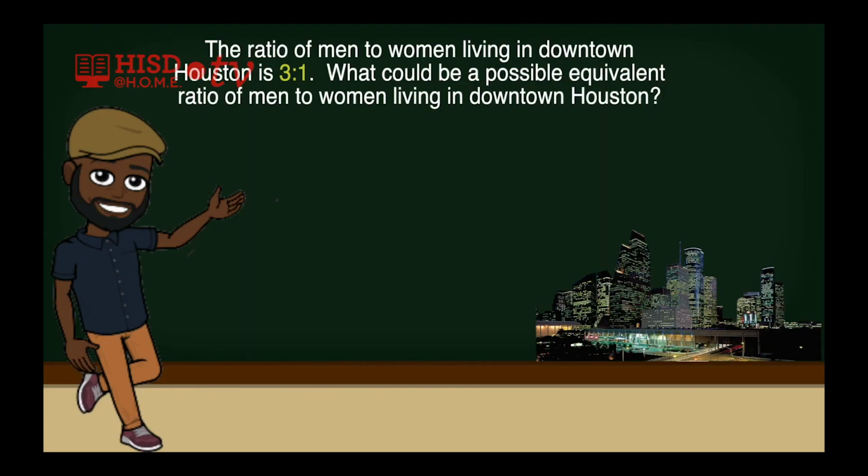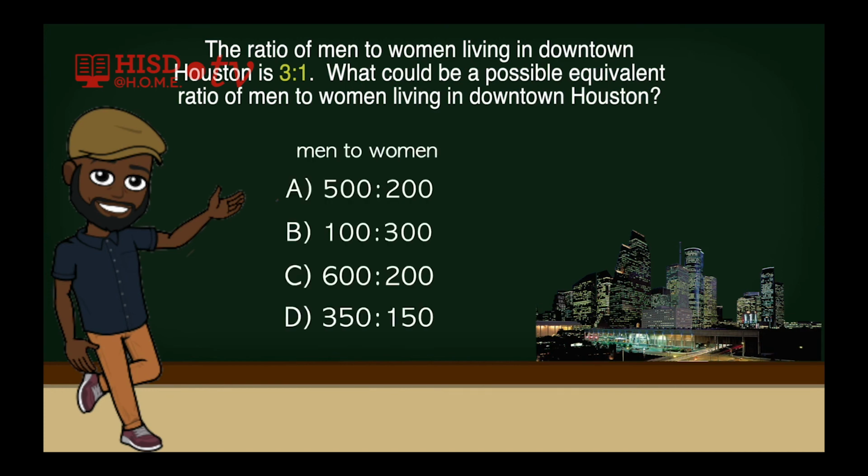Okay. The ratio of men to women living in downtown Houston is 3 to 1. What could be a possible equivalent ratio of men to women living in downtown Houston? Could the answer be 500 to 200, 100 to 300, 600 to 200, or 350 to 150? How about I give you 30 seconds?